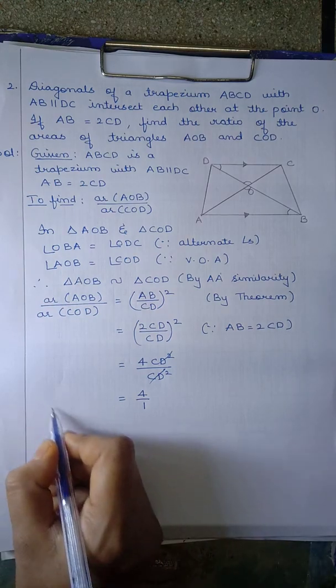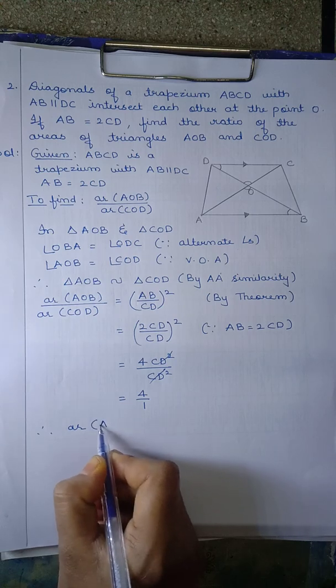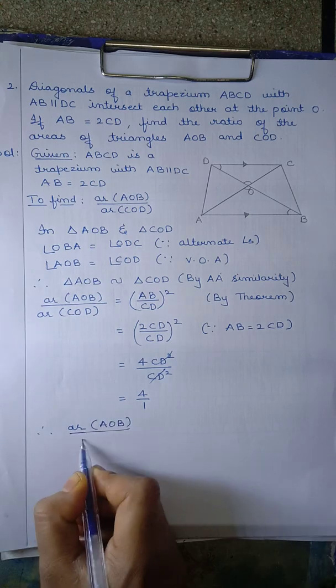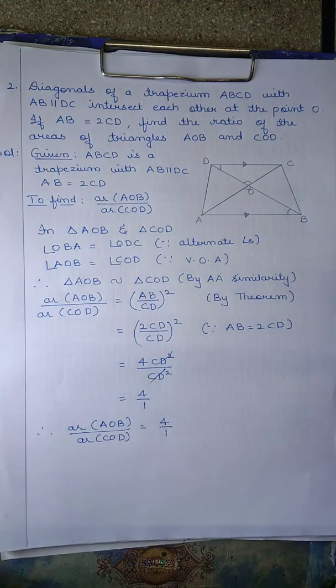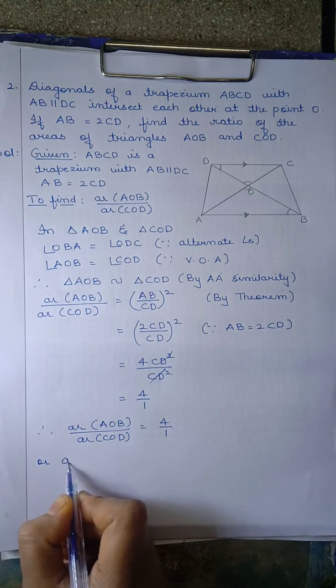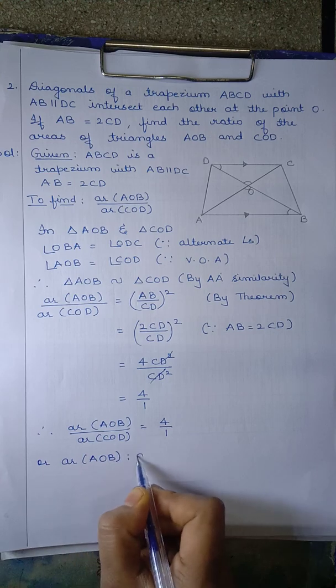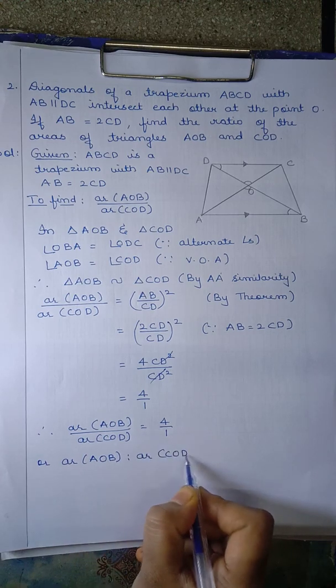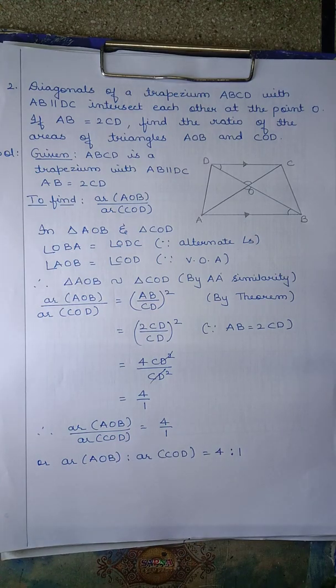Okay. So therefore area of AOB upon area of COD is equal to 4 by 1, or you can also write the ratio they have asked. Okay, so you can write area of AOB is to area of COD is equal to 4:1. Okay children, so this is the ratio of the area of triangle AOB to the area of triangle COD, that is 4:1.